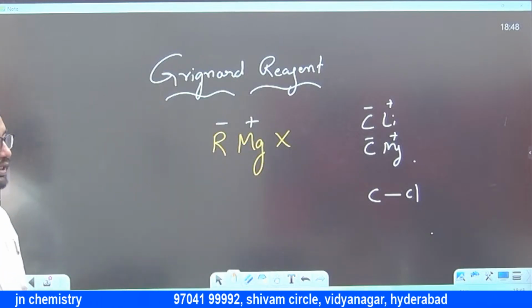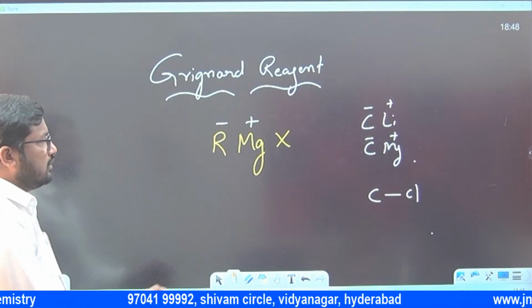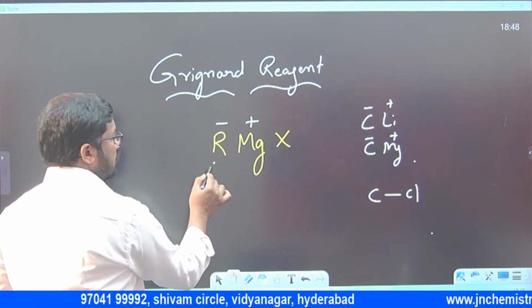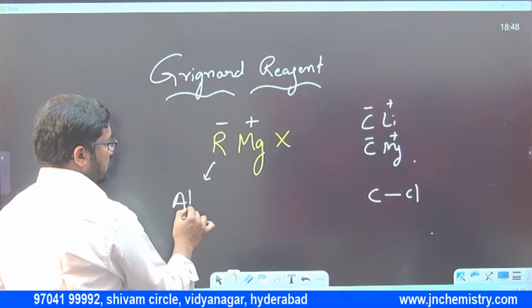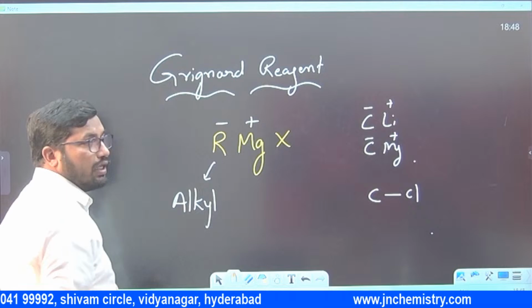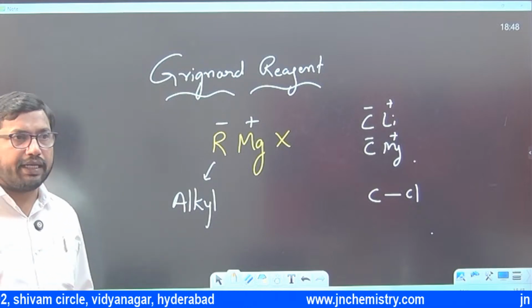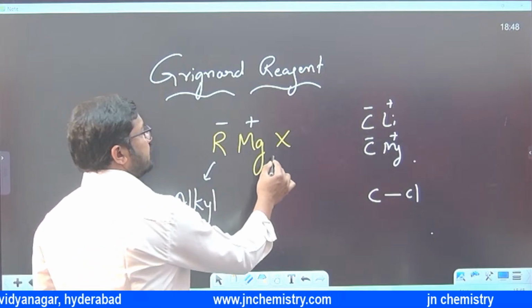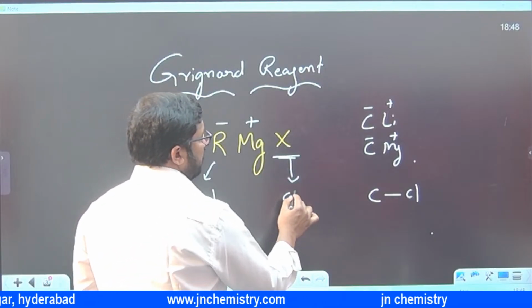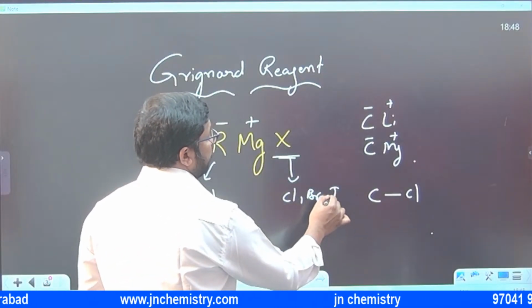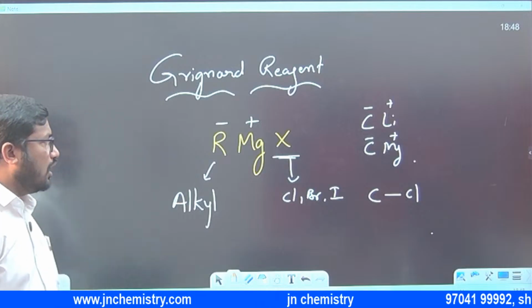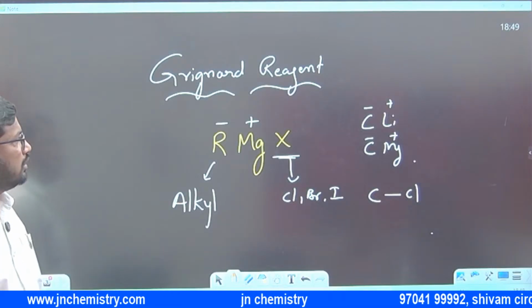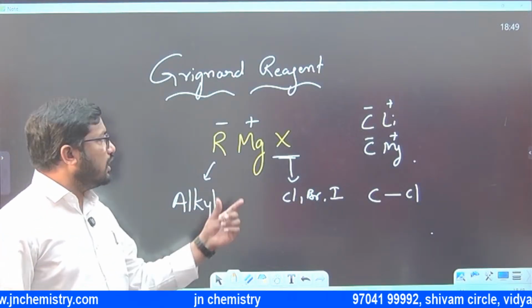R minus MgX plus. What is R? Alkyl group. Either it could be methyl, ethyl, propyl, isopropyl, whatever it may be. So Mg X, X means generally we can take chlorine or bromine or iodine, like that. Halogen. RMgX. So in the preparation of alkanes, RMgX plays a vital role.